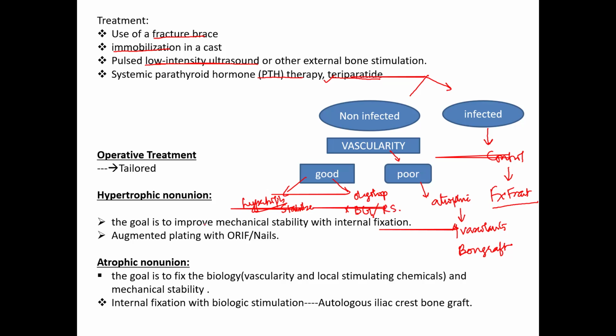Okay. So in hypertrophic non-union, as I told, it is due to inadequate stability. So you need to improve the mechanical stability. We do internal fixation of it, so by augmentation with nails or plate.